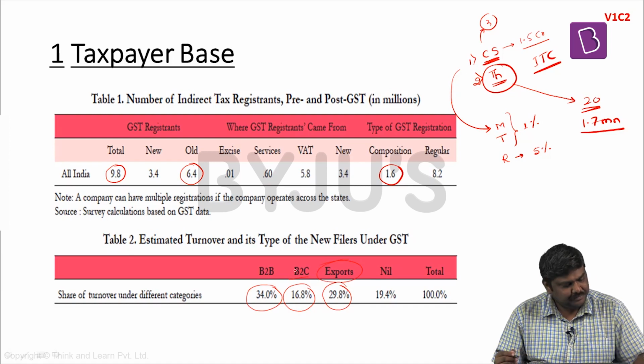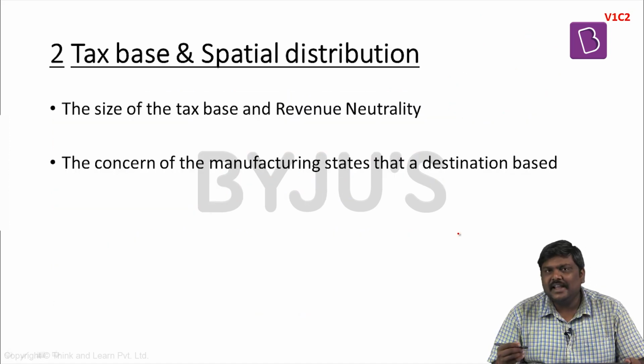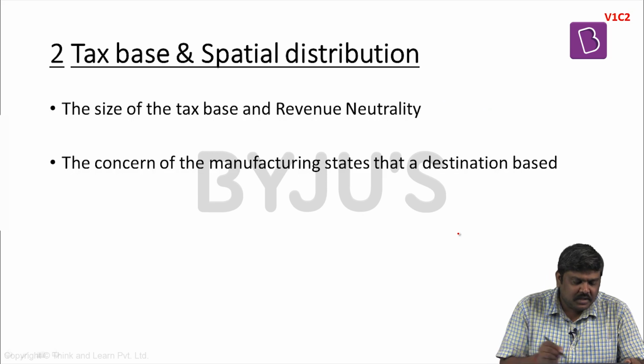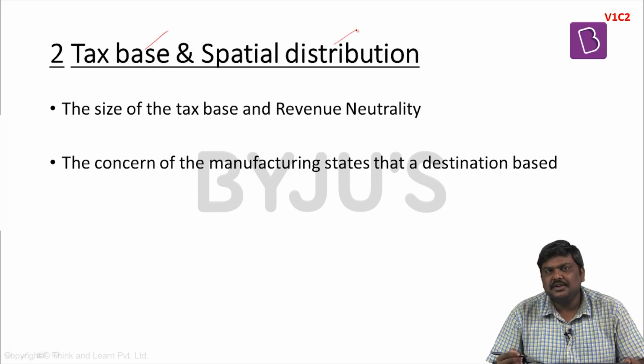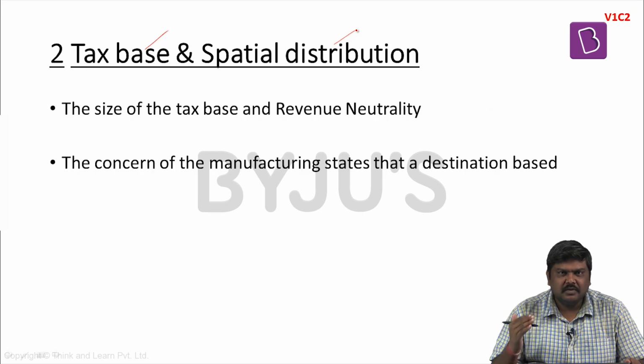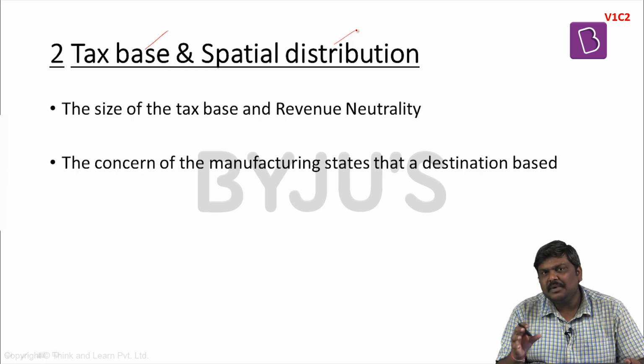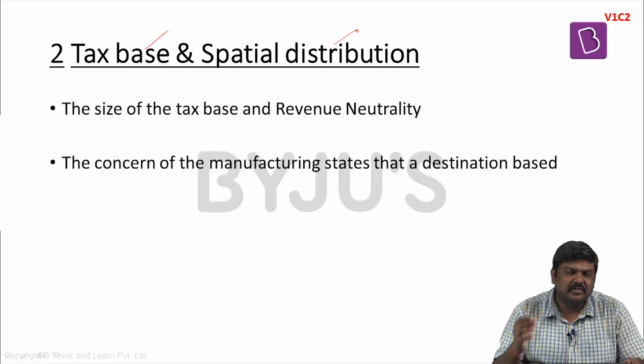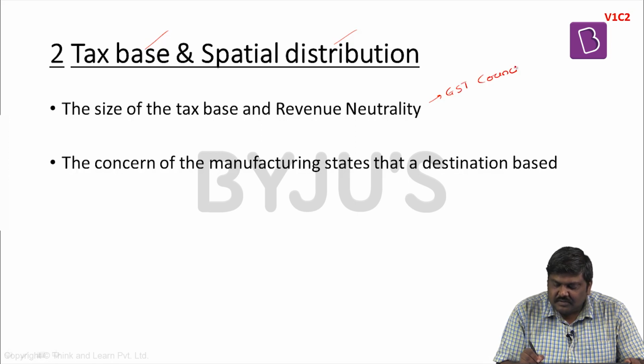the export sector. The second area of discussion in this particular chapter is tax base as well as the spatial distribution. Before the implementation of GST, there were two concerns. First concern was with respect to revenue neutrality. That is, with implementation of GST, will there be any loss of revenues? As per the recommendations of GST Council, it stated that with implementation of GST, the tax revenues should be somewhere around 66 lakh crore rupees.